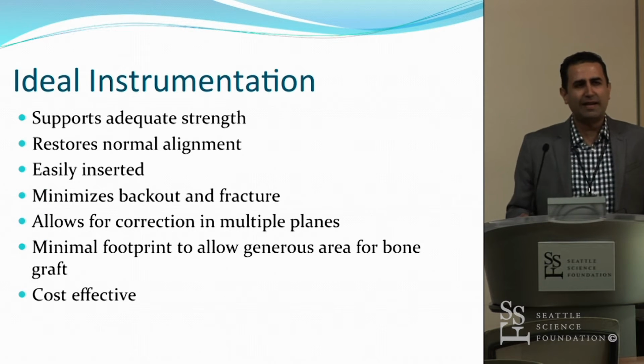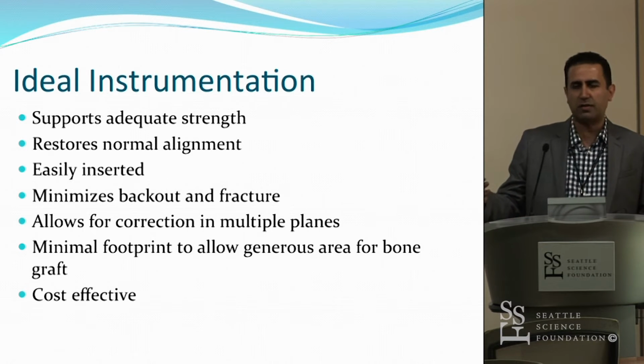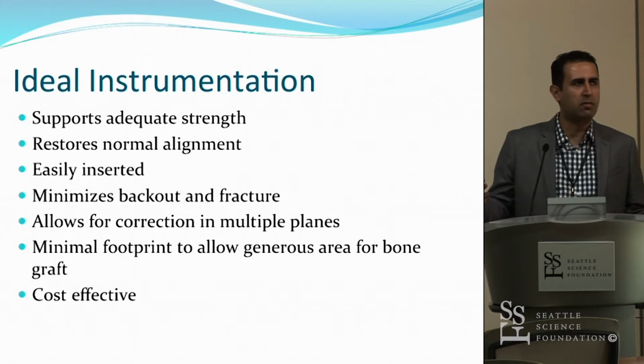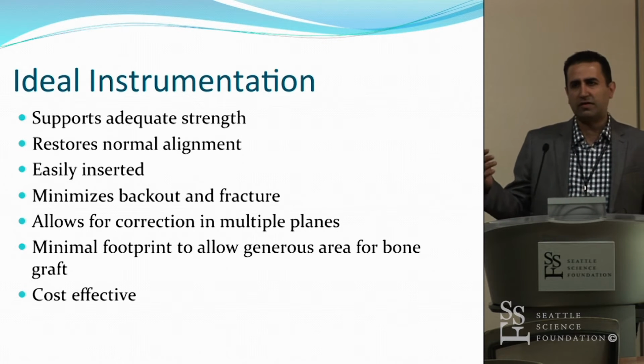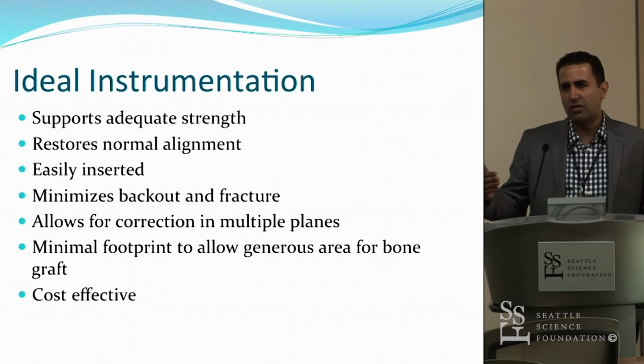So what is the ideal instrumentation? We know the goals of the spine. We know the goals of instrumentation. What do we expect from the implants? Well, obviously, it's got to have adequate strength. It has to be able to do its job. So it can't fail.